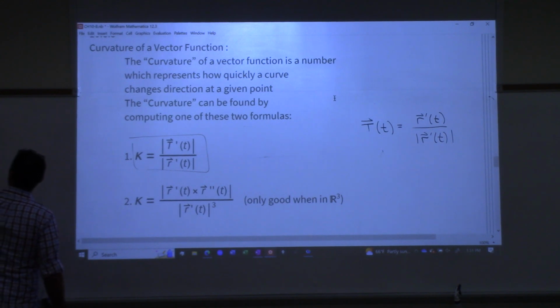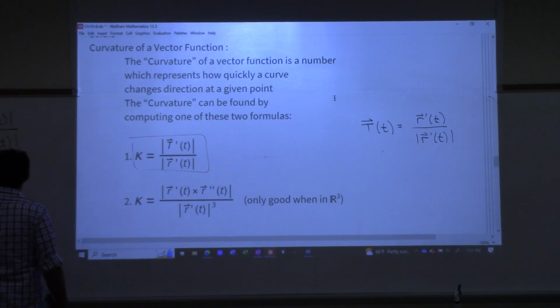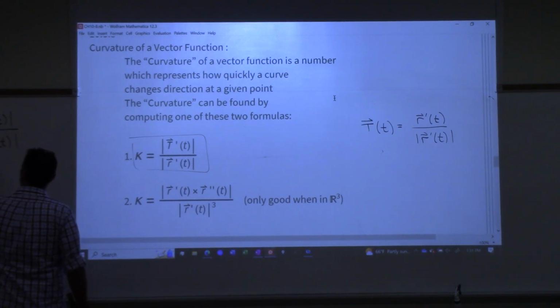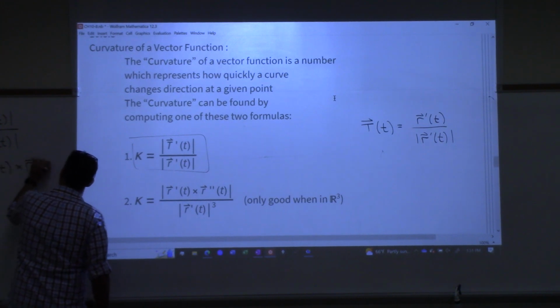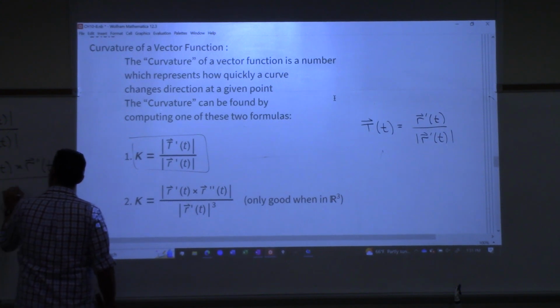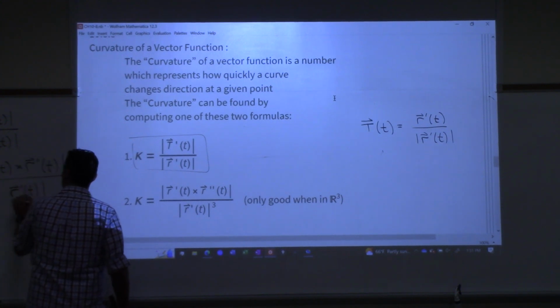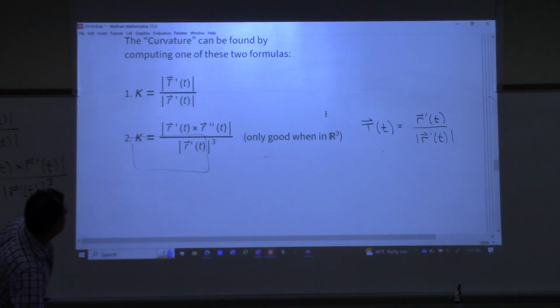So it's the magnitude of the tangent vector's derivative, divided by the magnitude of the derivative of the vector function. That's option 1. Or we can do the magnitude of the cross product of the derivative with its second derivative, and then divide that by, so weird, the derivative of the vector function's magnitude cubed. That's just so odd that that's what it is, but it is.